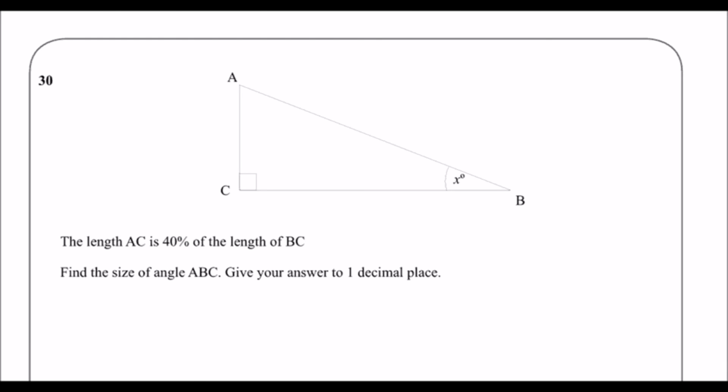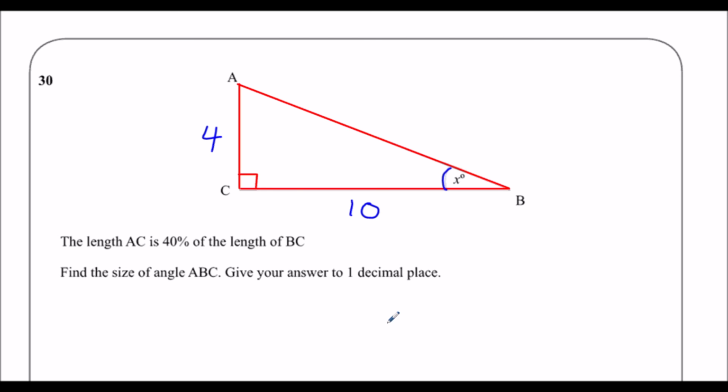Question 30. So we've got a triangle here, a right angle triangle, and we haven't been given any lengths, but we've been told the length of AC is 40% of the length of BC. So if B to C was 10, A to C would be 40% of 10. So 40% times 10 is 4.